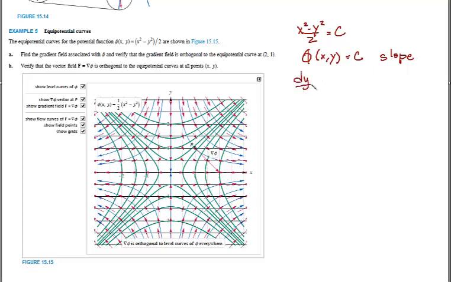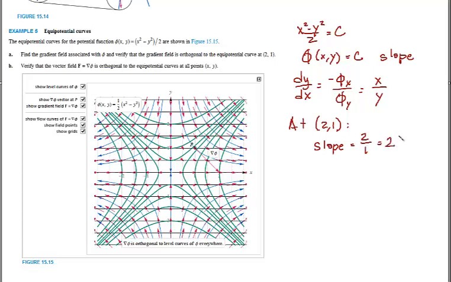So let's look at what the derivative at any point is. That's going to be x over y, and at the point 2, 1, the slope of this level curve is then equal to 2 over 1, which would then be 2. So the vector tangent to the curve points in the direction 1, 2.